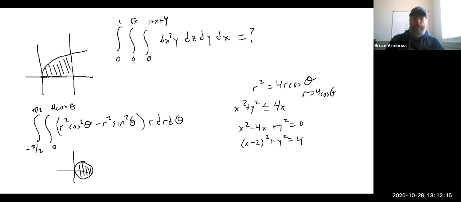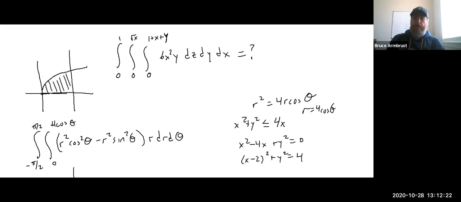All right, so then if we go to the back of the quiz, numbers 3 and 4, I wanted you to change the order of integration.